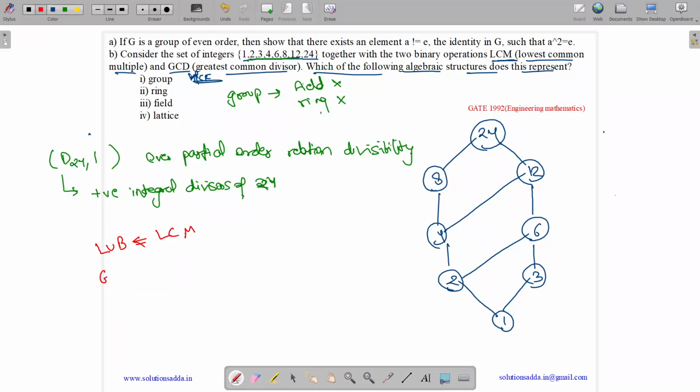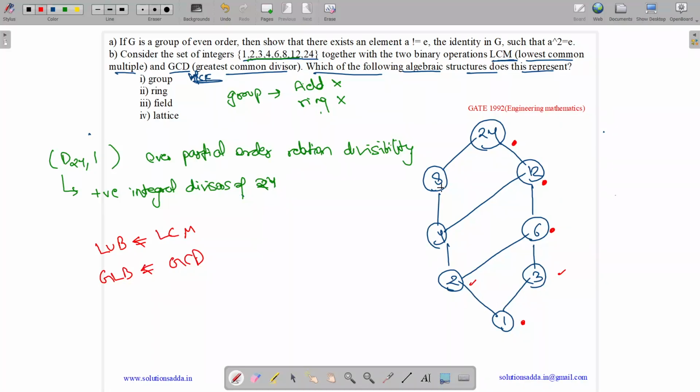And what is our greatest lower bound? Greatest lower bound is our GCD. So pick any two items, 2 and 3. What is their upper bound? 6 is an upper bound. If you can match these lines, 12 is an upper bound, 24 is an upper bound. What is least upper bound? It's 6. So LCM of 2 and 3 is 6. What is lower bound? Anything below 2 and 3. So 1 is a lower bound and greatest lower bound is 1.